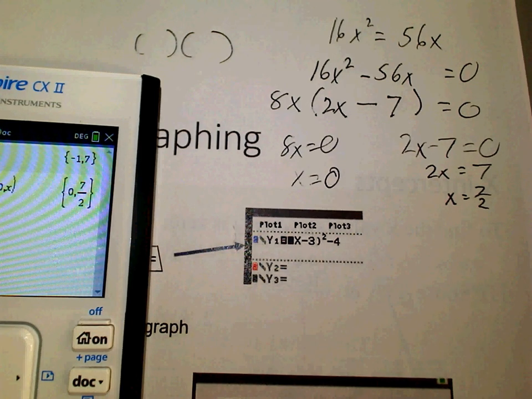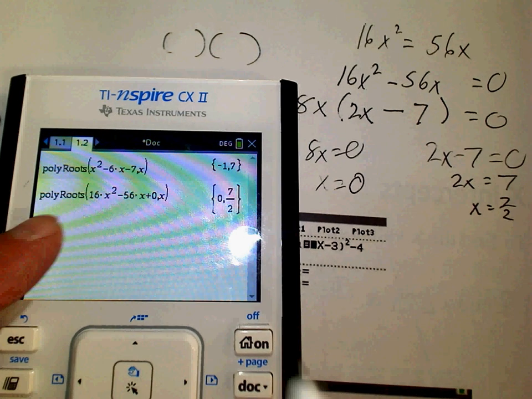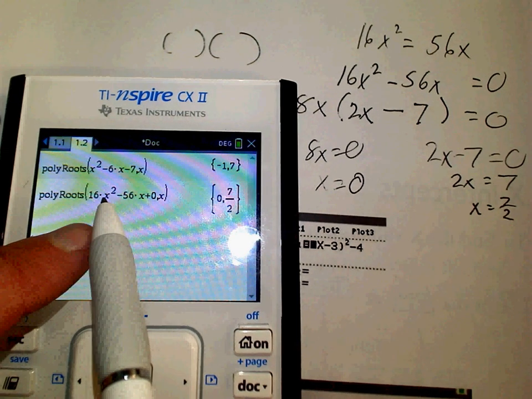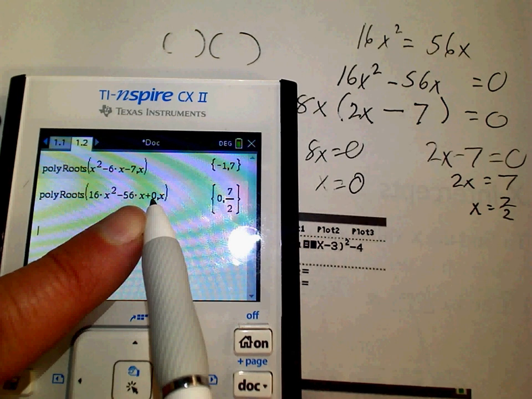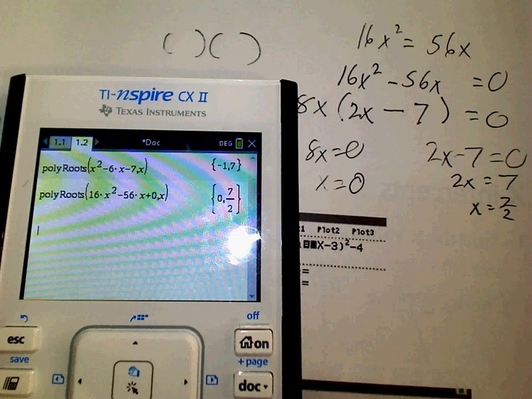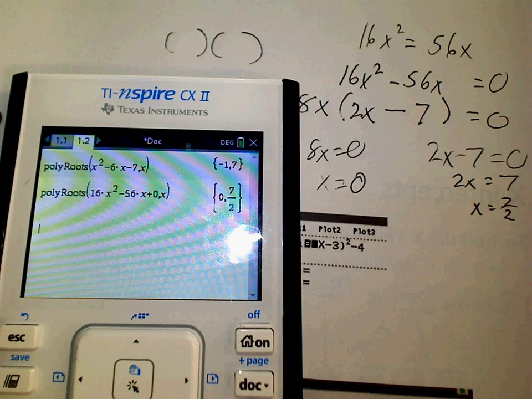You might have typed it in incorrectly. If you don't type it in right, make sure you have a 16 as your x squared coefficient, a negative 56 for your x, and a 0. Okay, there we go. Good, all right.